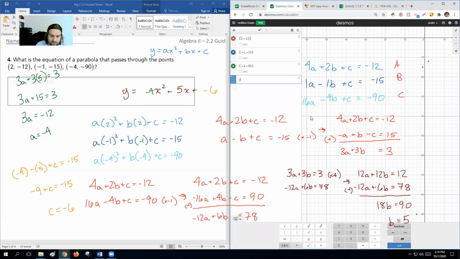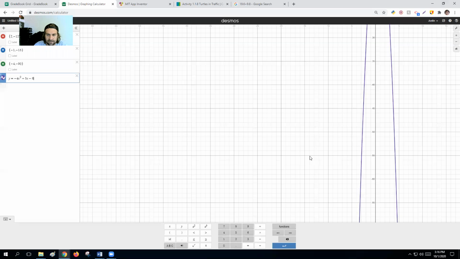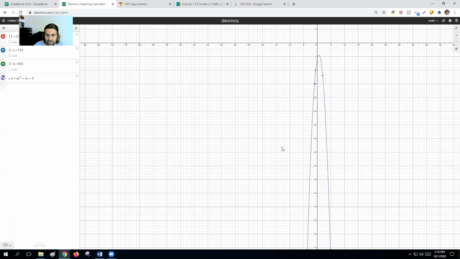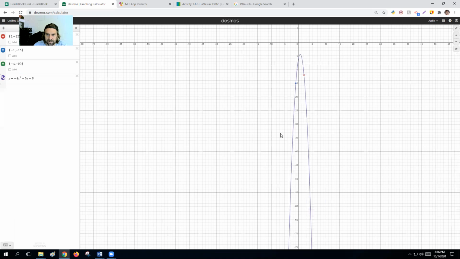All right, so we got the equation y equals negative 4x squared. Oh, that's close, but not quite, but we still got to put a plus 5x, and then put a minus 6. Holy cow. Let's clear off all my drawings here. Look at this graph. It just zoomed out. It gets through all 3 points.